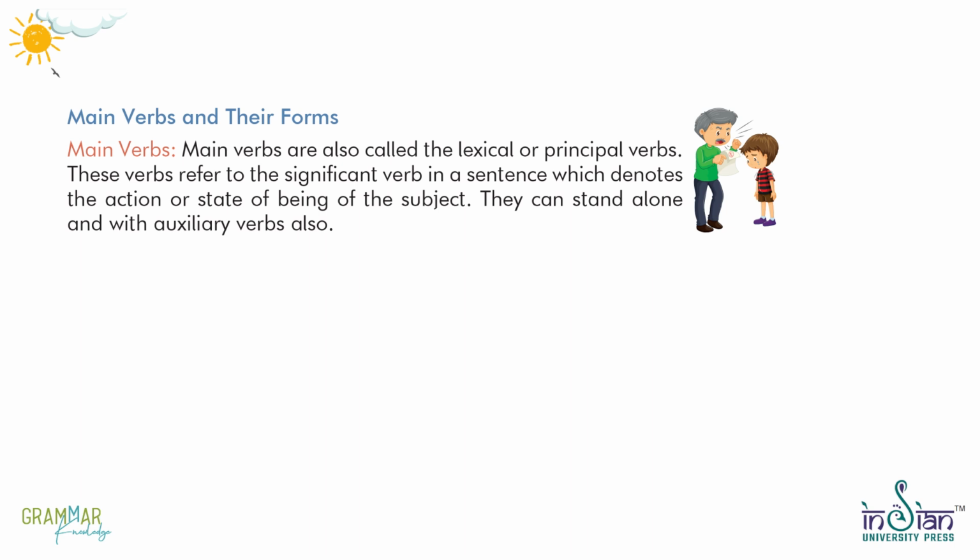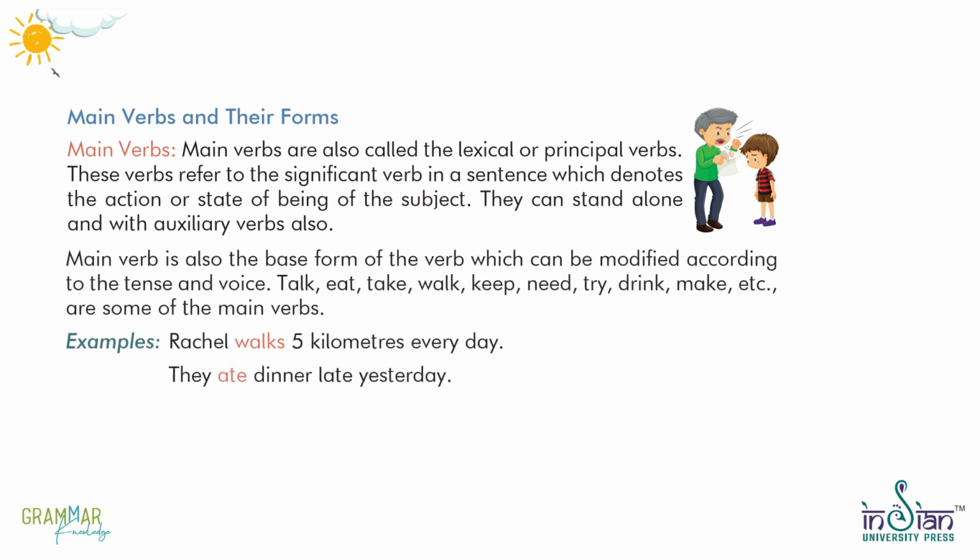Main verbs and their forms. Main verbs. Main verbs are also called the lexical or principal verbs. These verbs refer to the significant verb in a sentence which denotes the action or state of being of the subject. They can stand alone and with auxiliary verbs also. Main verb is also the base form of the verb which can be modified according to the tense and voice. Talk, eat, take, walk, keep, need, try, drink, make, etc. are some of the main verbs. Examples. Rachel walks 5 kilometers every day. They ate dinner late yesterday.